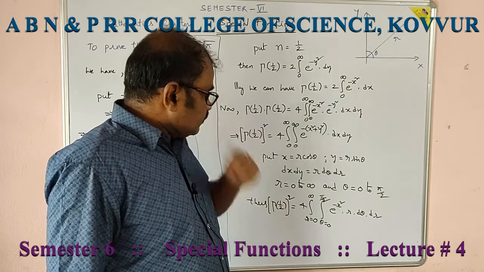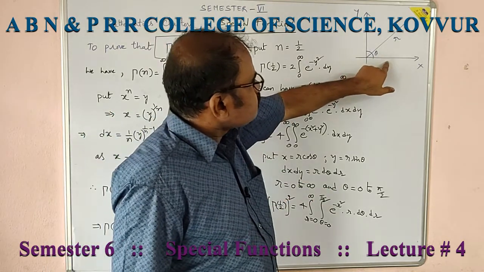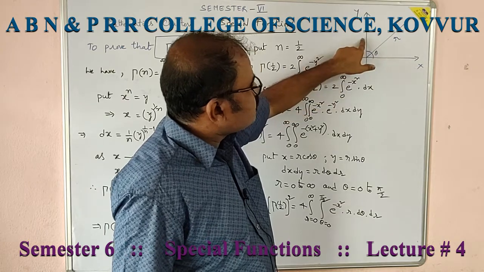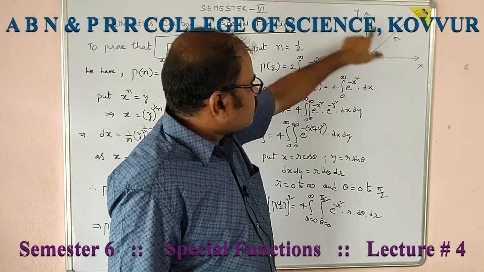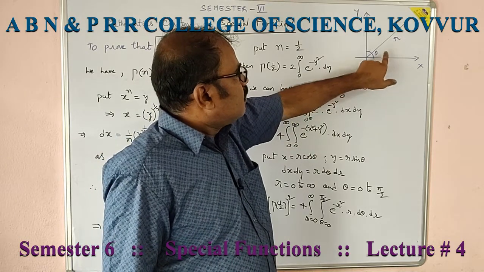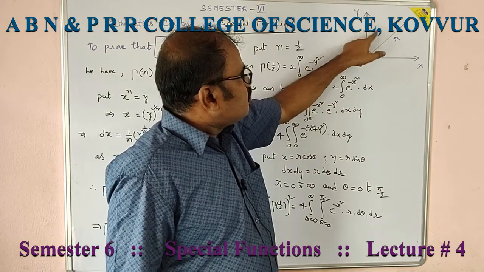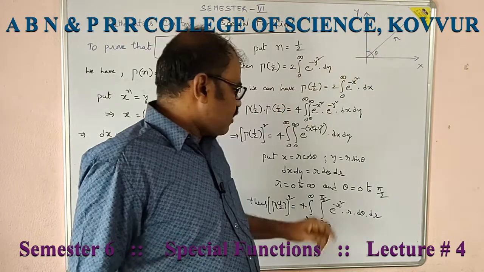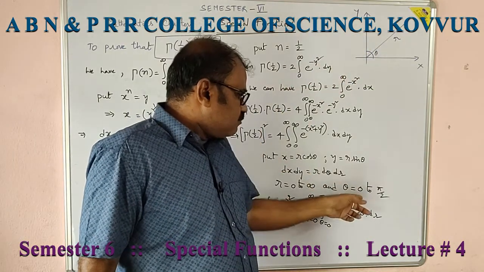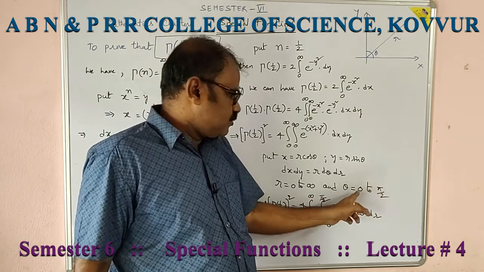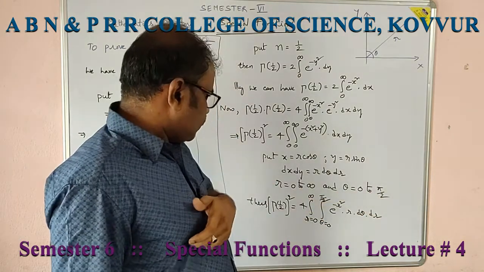And theta. This is between x and y. x is from 0 to infinity and y is 0 to infinity. So x square plus y square is a circle. Therefore, theta is between these two, the value of theta is from 0 to pi by 2. First quadrant, 0 to pi by 2.